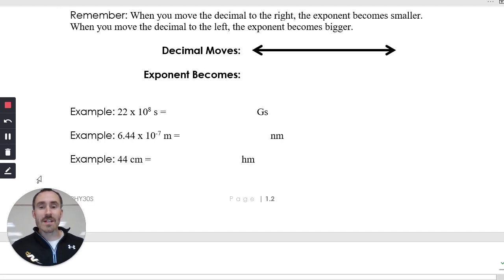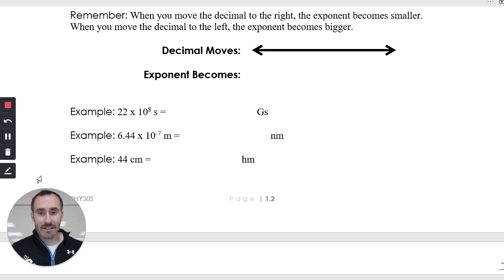Now I mentioned that sometimes it gets a little bit more complicated than that, right? Just switching the scientific notation into a prefix. Sometimes they don't actually match each other. So if we look at this example, 22 times 10 to the 8, and yes, this is not perfect scientific notation, but let's just go with it, okay? 22 times 10 to the 8 seconds.